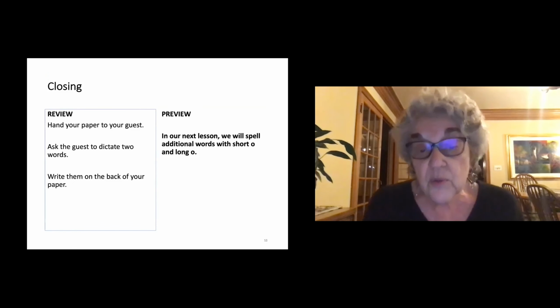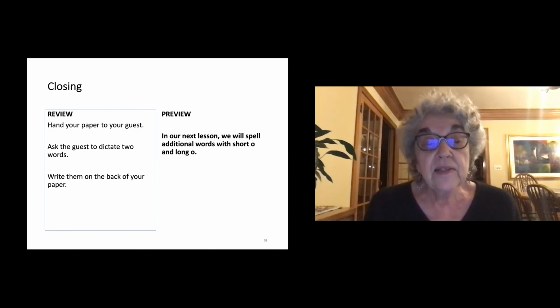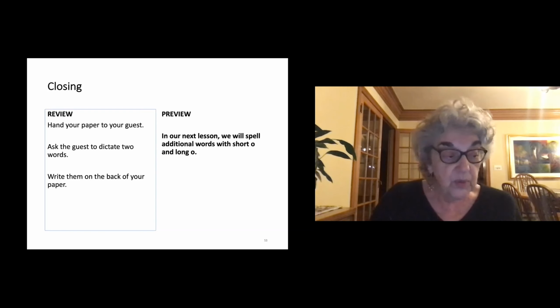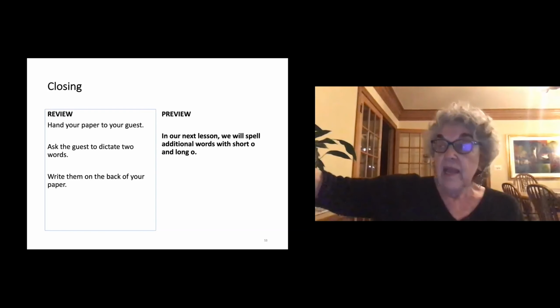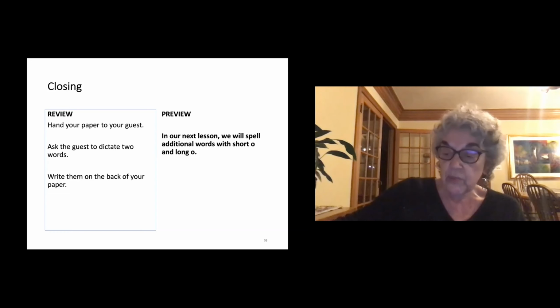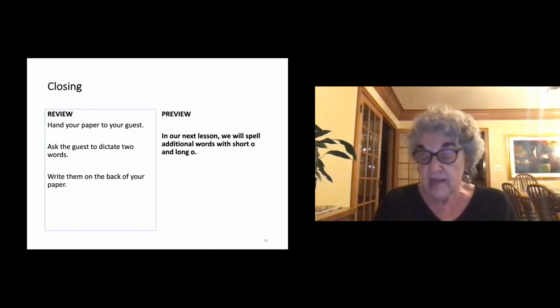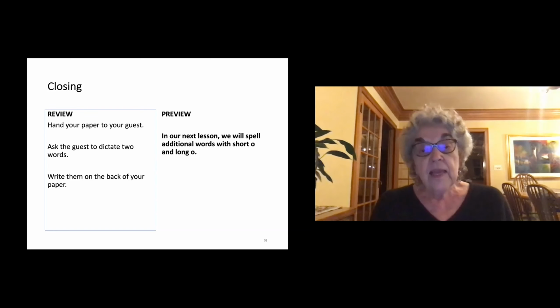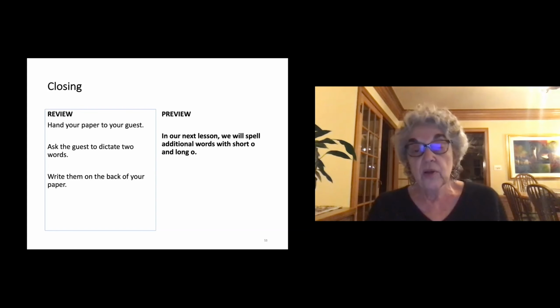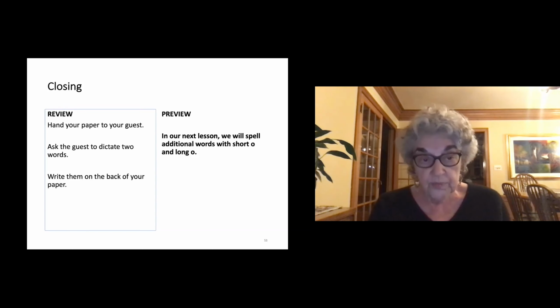And we have a closing to our lesson. And so you hand your paper to the guest, where you've written down the words, and they are going to dictate 2 of the words. They're going to turn their paper over after they know what the words are, and they're going to dictate 2 on the back with no seeing the word. And then in our next lesson, we are going to spell additional words with short O and long O. So there is a closing to the lesson.